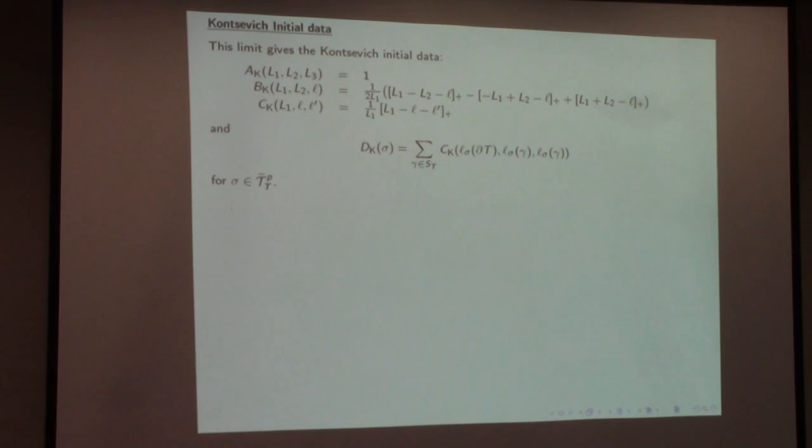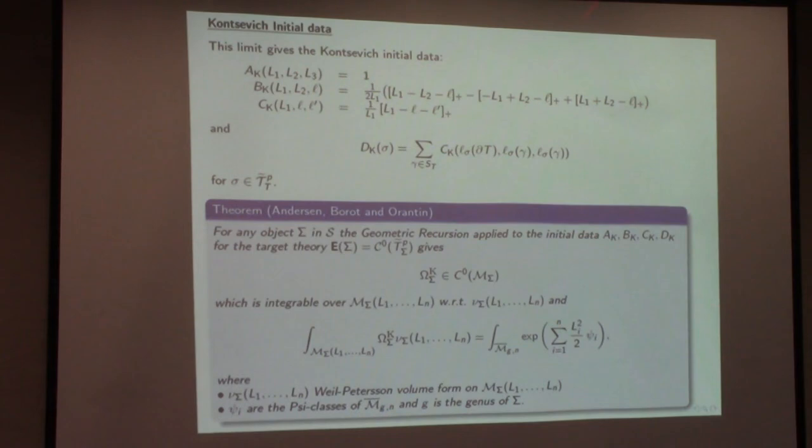The reason why we call it Kontsevich initial data is this theorem here: if you run the geometric recursion for this initial data, then first of all, this initial data satisfies what it needs to. You will get a continuous function on these moduli spaces. And if you restrict it to the subspace where the lengths are fixed and multiply it onto the usual Liouville measure of that moduli space, and you average over moduli space, you will exactly get the integral over M_{g,n} bar of the psi classes, but multiplied by the length squared over 2.